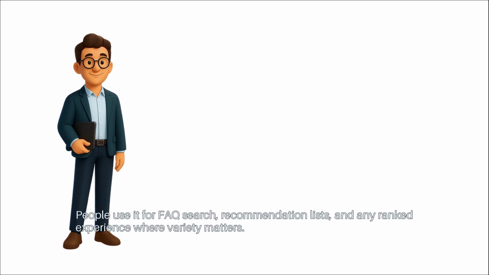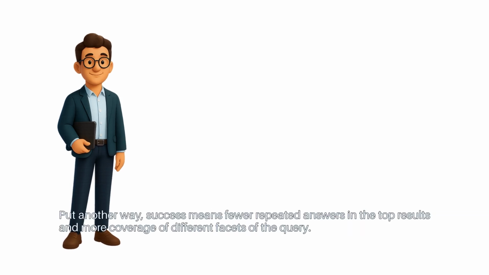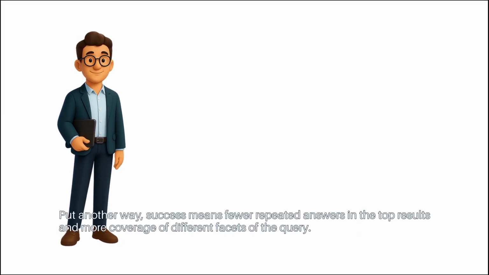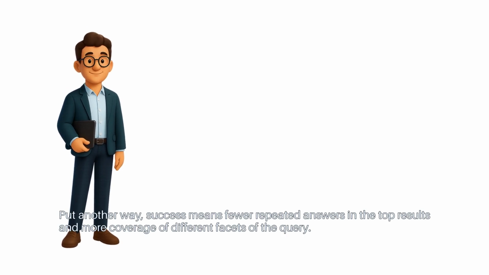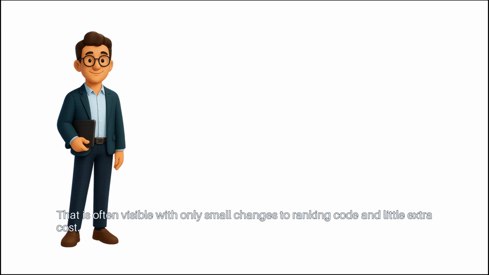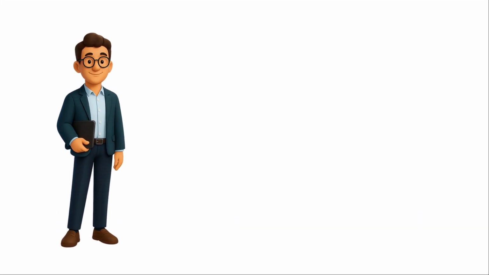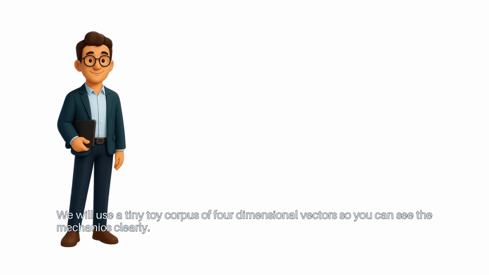People use it for FAQ search, recommendation lists, and any ranked experience where variety matters. Put another way, success means fewer repeated answers in the top results and more coverage of different facets of the query. That is often visible with only small changes to ranking code and little extra cost. We will use a tiny toy corpus of 4-dimensional vectors so you can see the mechanics clearly.